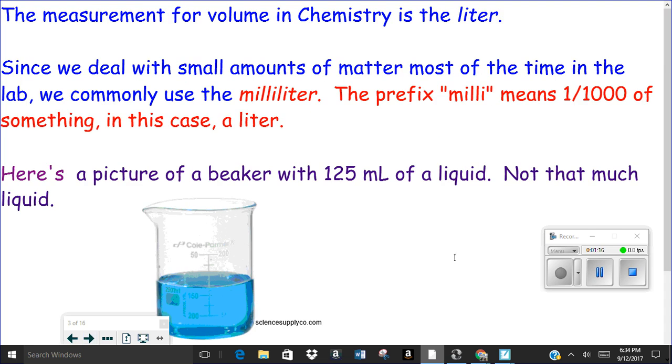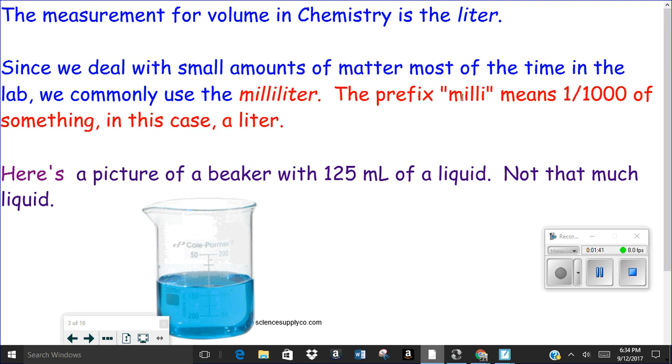So there's a few units of measure that you need to be able to use in chemistry. The first one is the liter. A liter is what we call the International Scientific Measure of Volume. Even though the liter is the SI unit, we usually use smaller amounts of a liquid, so we break down the liter into the milliliter.